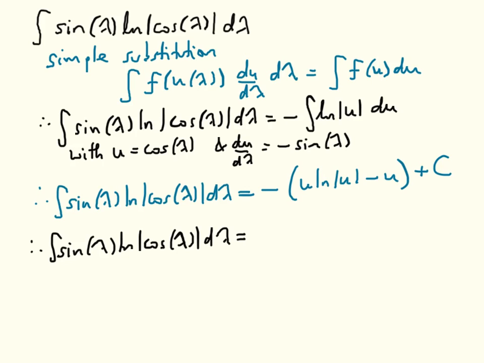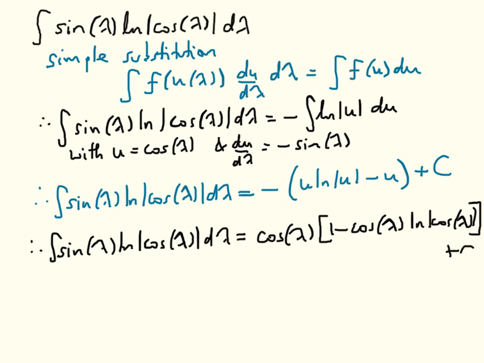Now, here we've got a common factor of u, cosine of lambda. I'm going to pull it outside, and we've also got a minus sign multiplying everything, so I'm going to write this first, which is the positive term, and then subtract this from it. So we have the cosine of lambda, that is our term in front, times 1 minus the log of the modulus of the cosine of lambda, close brackets, plus an integration constant.